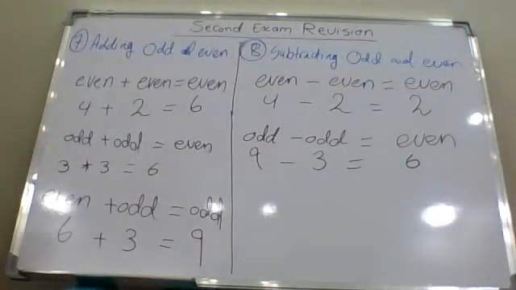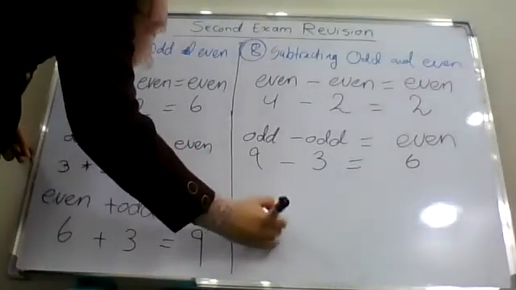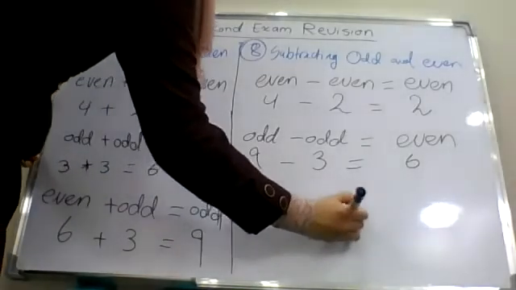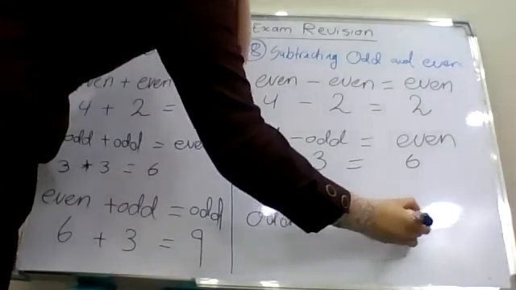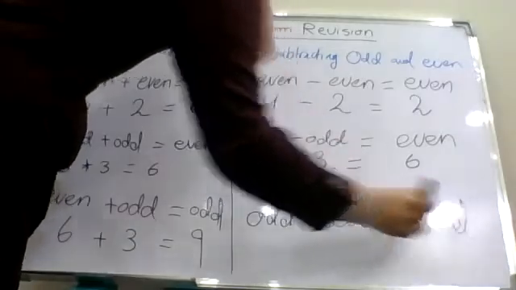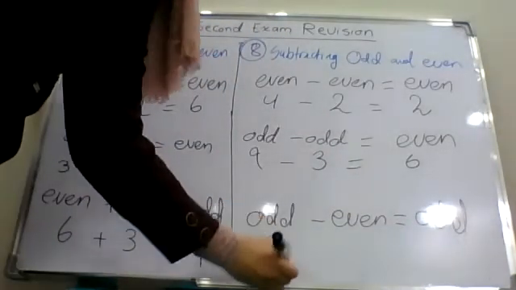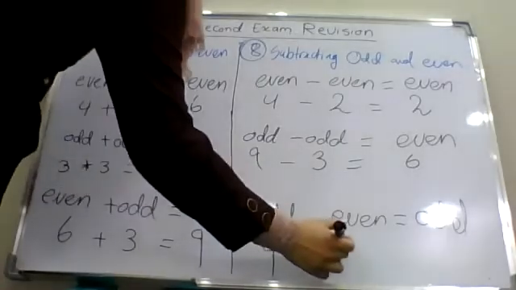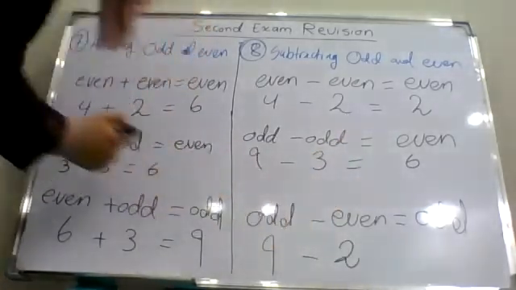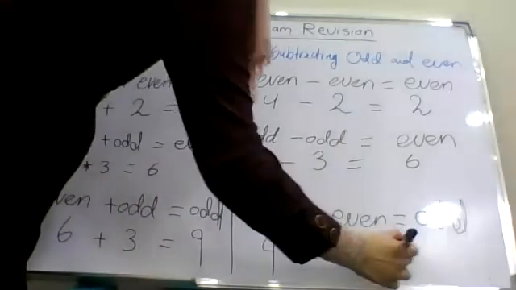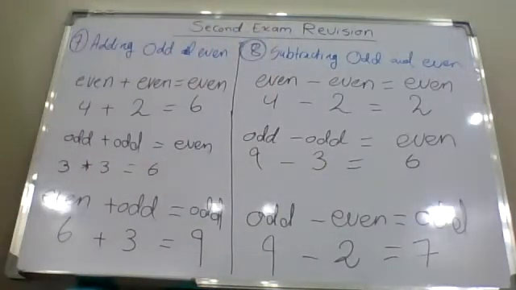The last case, which is if you subtract odd from even or even from odd, the answer is going to be an odd answer, okay? Let's take an example. If I have 9 and I try to subtract 2, okay? So it's going to be 7, which is an odd number, an odd answer, okay? So these are adding and subtracting even and odd numbers.